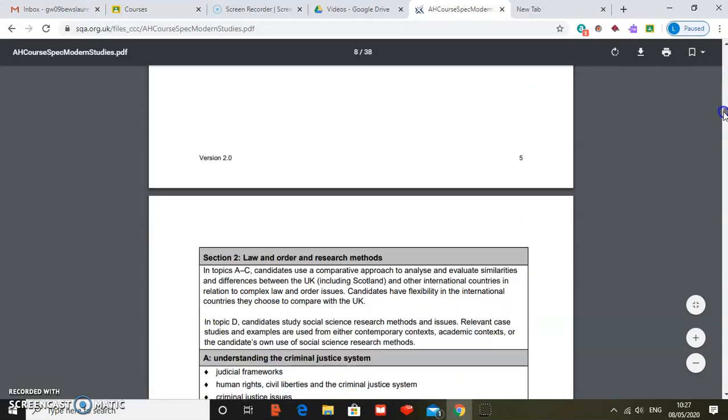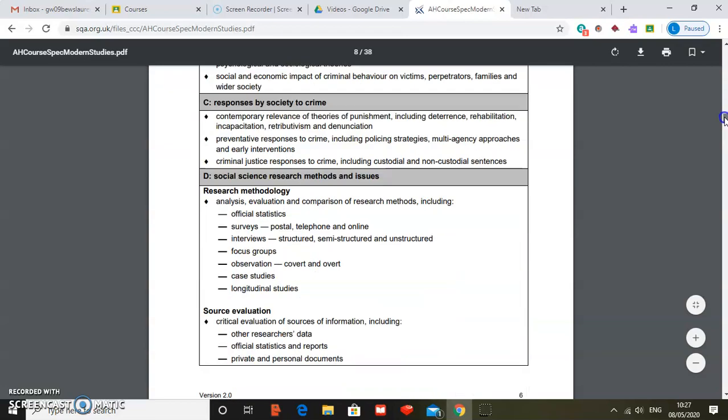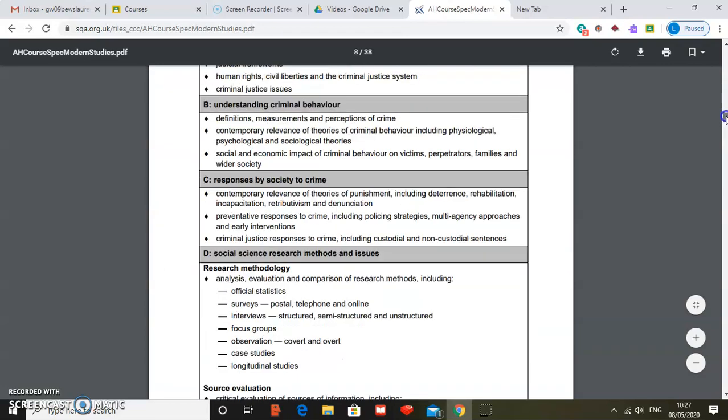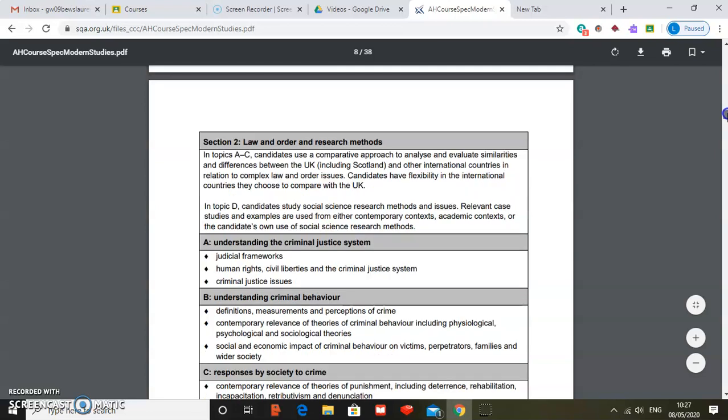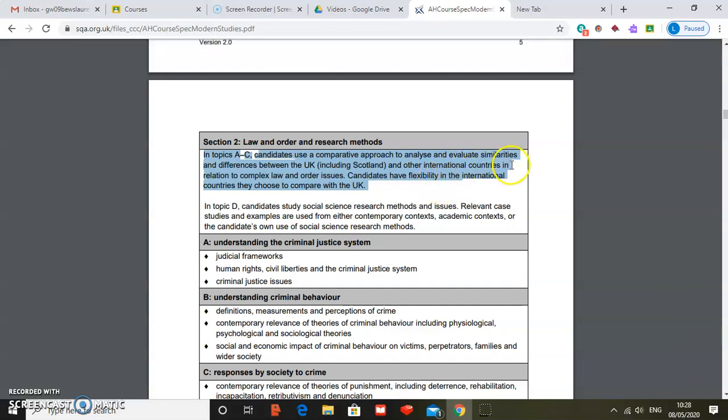And this talks all about what potentially could come up in the exam, of what you need to be able to have studied. Now, a couple of key things. It says in topics A to C, we do B and C. Candidates use a comparative approach to analyse and evaluate similarities and differences between the UK, including Scotland, because we're allowed to talk about Scotland different from the UK, and other international countries. And it says candidates have the flexibility in the international countries to choose to compare with the UK.